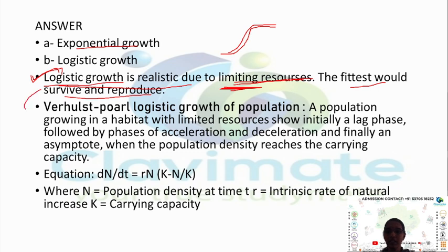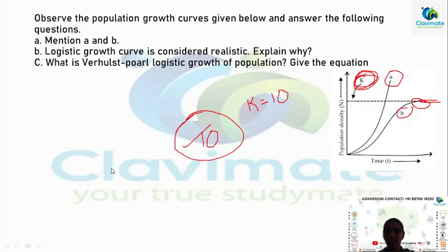For logistic growth, we have an equation called the Verhulst-Pearl logistic growth of population, in which a population grows in a habitat with limited resources. Initially there is a lag phase, followed by phases of acceleration and deceleration, and finally an asymptote when the population density reaches the carrying capacity. This carrying capacity is the K.